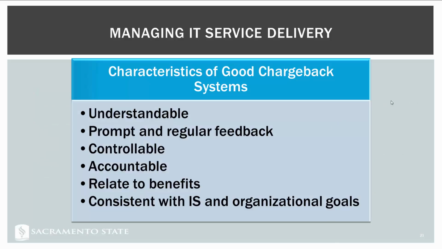All right. So if you have a good chargeback system, it should be easy to understand. It should provide prompt and regular feedback, meaning if you ask for a certain service, the chargeback system should give you feedback that that service has been provided and how much it costs. It has to be controllable and accountable, the things that our accountants are all concerned about. The charges should be relative to some benefit. You shouldn't just get charged for something that doesn't provide some business benefit to the organization. So if it's a good chargeback system, you should understand that it's helping you. And then, of course, it is meant to help the organization be aligned with the business and the IS goals.